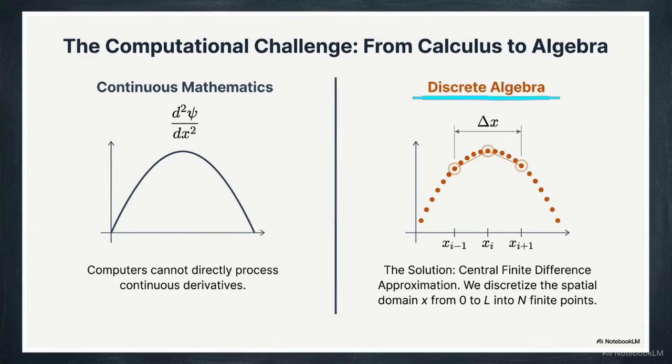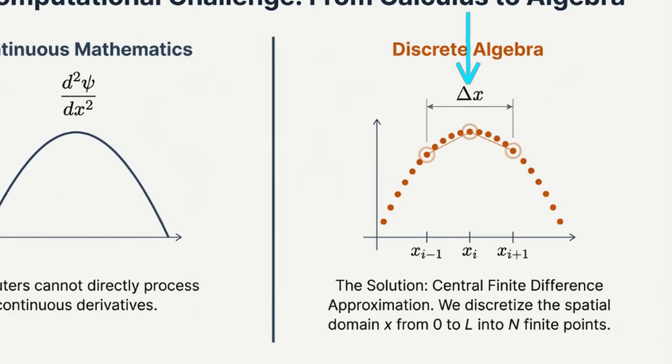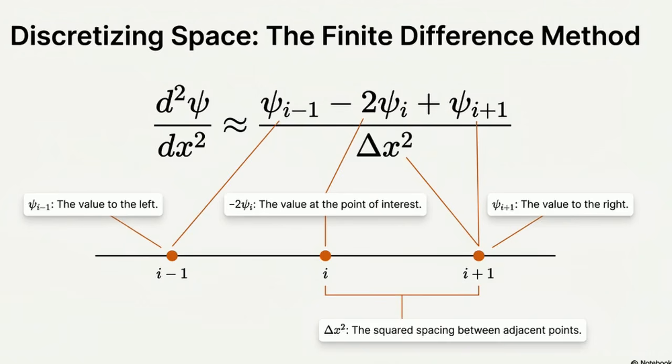This comparison demonstrates the solution: spatial discretization. We divide the total length of the box into n distinct points, separated by a uniform spacing of delta x. To approximate the curvature of the wave function using only those discrete points, we apply the finite difference method. This method uses a 3-point stencil. It estimates the derivative by comparing a point to its left and right neighbors.